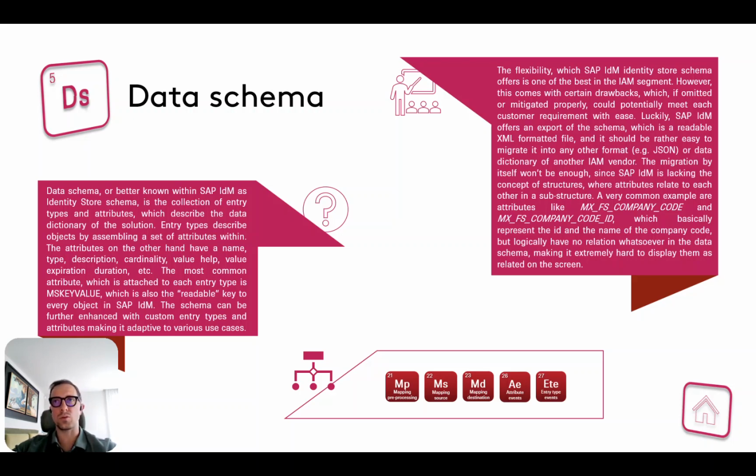Rather, we should look for a solution that allows us, in one way or another, to pick the ones we would like to keep and take them with us onto the next IAM chapter that your company will go on. Thankfully, the identity store schema, as it is better known, has its own export mechanism within SAP IdM, which delivers a structured XML formatted file. Using this file, it should be straightforward to outline entry types and attributes which are worth migrating. Surely, this won't be a one-to-one migration, but it's worth trying to push it to the possible limit, or even not leaving anything behind.